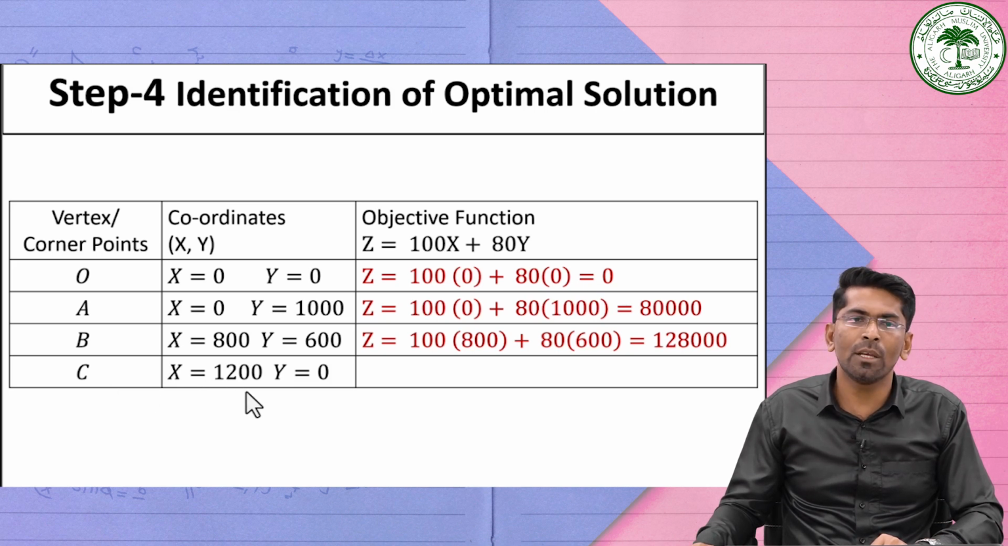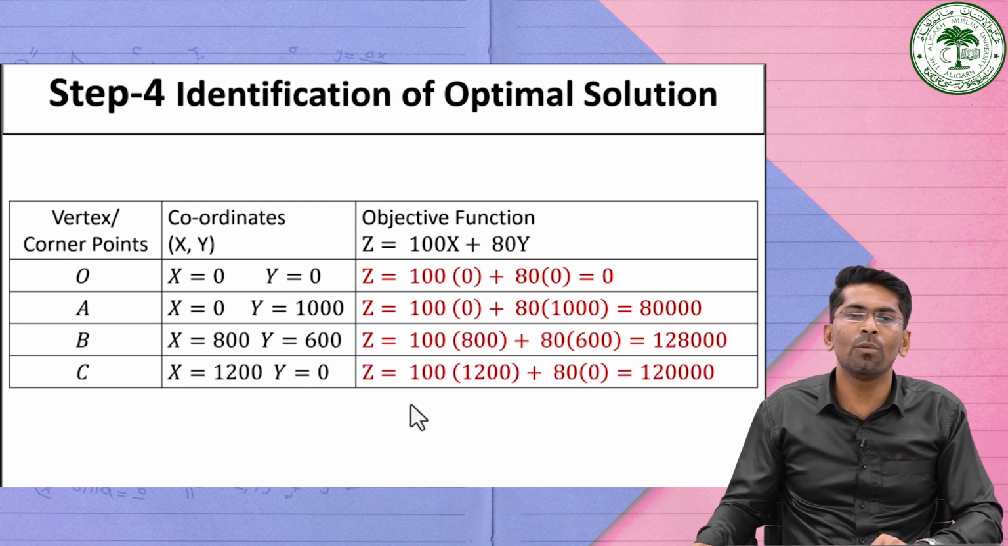Similarly, the last corner point, that is corner point C. At this particular point, the value of x is equal to 1,200 and the value of y is equal to 0. We are going to substitute these values into the objective function. Then z is equal to 100 into 1200 plus 80 into 0. If you simplify it, it is 1,20,000.